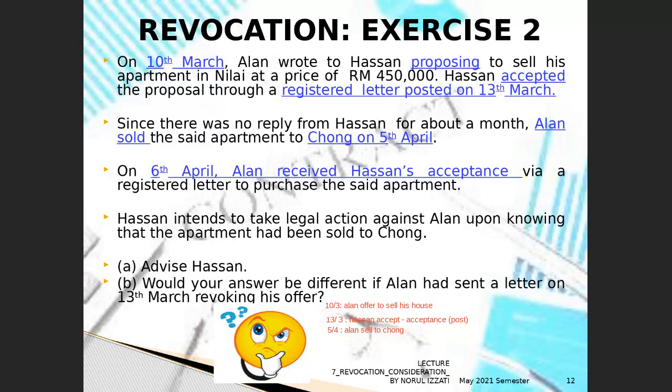So in this case, you have to understand the flow, that is number one. Number two, how you want to answer this question, you have to identify the issue. So what are the issues here? Whether the acceptance is complete, the issue of acceptance, and then you bring this to the question where you have to discuss. You have to discuss that the acceptance is complete on 13th of March according to the postal rule. Postal rule mentioned what? Once the acceptance letter has been put in the box, the letter is considered as reaching the person who is making the offer.